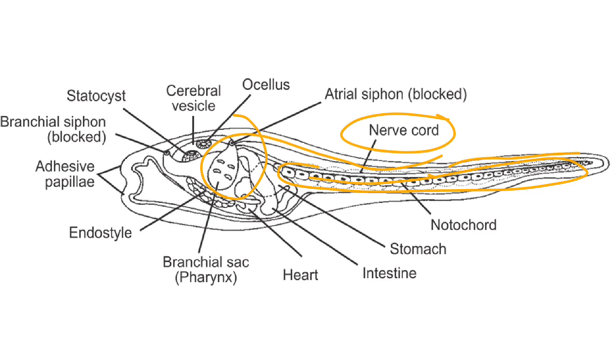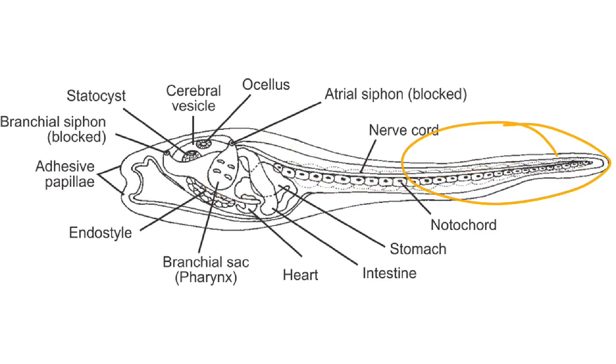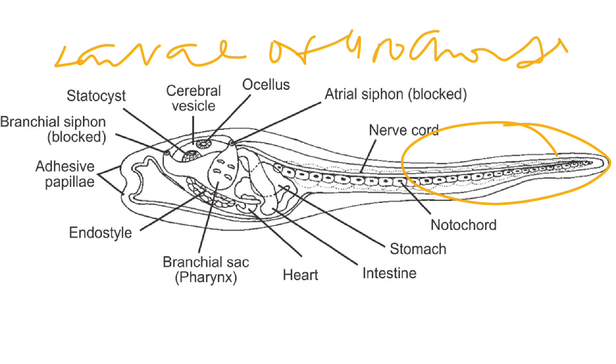Other things are not indicated here, but just know that they have pharyngeal slits, and they have a post-anal tail. So this is the post-anal tail. We all know they have a tail. You understand? So this is the typical structure of the larva of urochordates, the larva stage of urochordates.